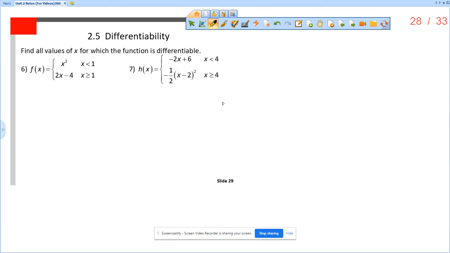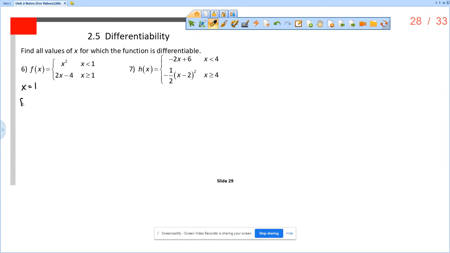All right, let's move on to slide 29, kind of the same idea. Find all values of x for which the function is differentiable. Now we look at x squared. Obviously, that's a parabola, so everywhere to the left of 1 is fine. 2x minus 4 is a line. Everywhere to the right of 1 is fine. So now, once again, we want to consider x equals 1.